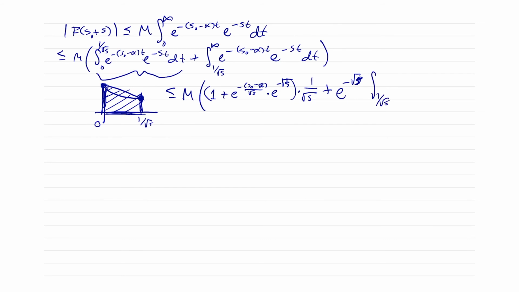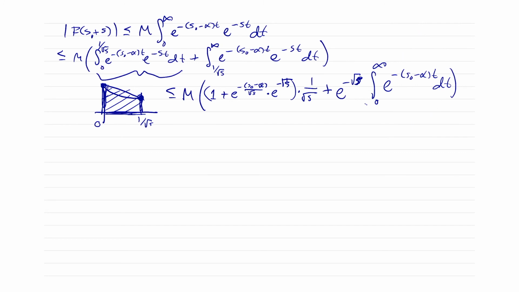So the integral from 1 over square root of s to infinity of e to the minus s naught minus alpha times t dt. Okay, and we can even make this a little bit bigger if I replace 1 over square root of s with just 0. So instead of doing the integral from here to here, we take it all the way back, and that's actually getting bigger. So what do we get? We can work this out if we want, but it's ultimately some constant that doesn't depend on s. It only depends on s naught and alpha, so this is just some constant here.